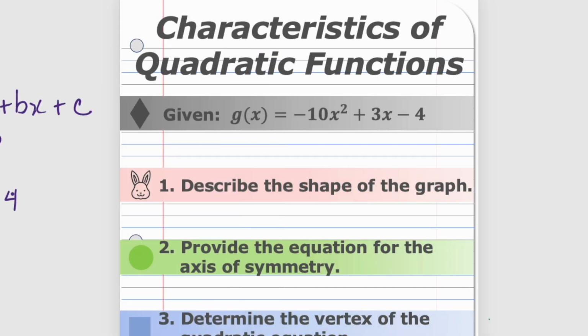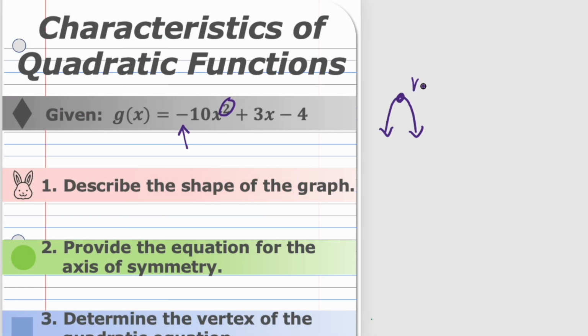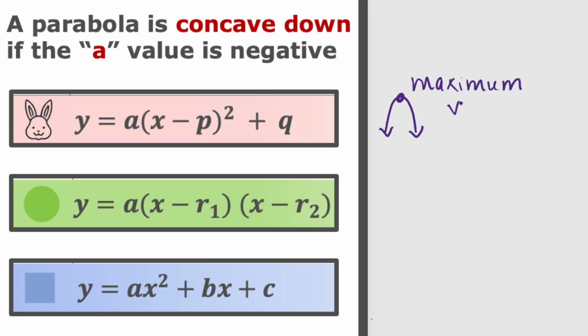That much we know. When we're asked to describe the shape of the graph, we know we're dealing with a quadratic function because our leading exponent is 2. And we also know that the leading coefficient is negative, and that tells us that the graph is opening down, which means there's a maximum point, a maximum value right here. In other words, we have a vertex where we have an x value and a y value. We say that's the vertex.